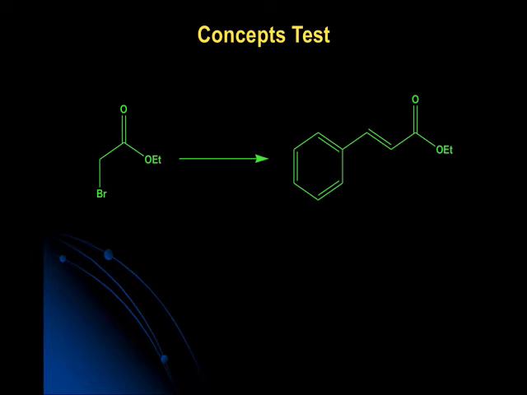deprotonated, right? So what are we going to do? We're going to take triphenylphosphine. We're going to take the starting material. We're going to form the Wittig salt. Then we're going to deprotonate that and make the ylide.